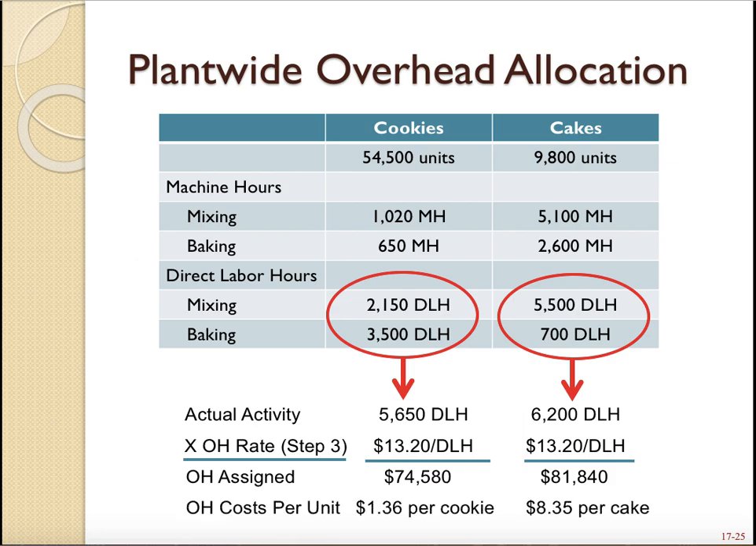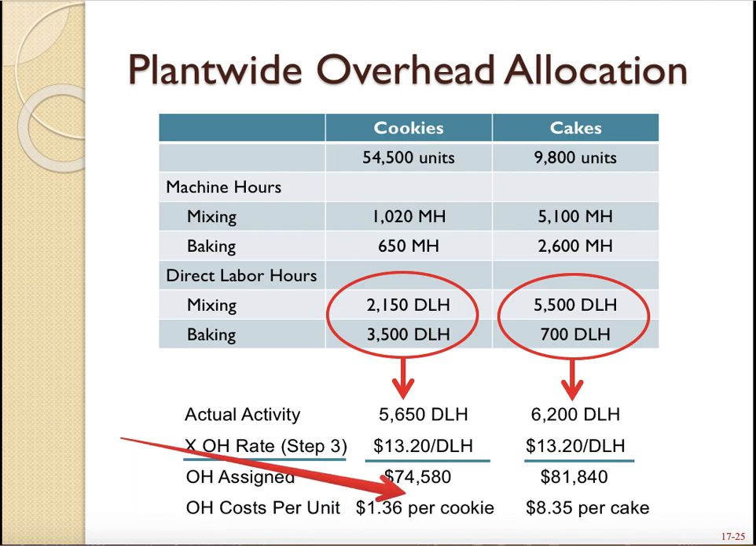Now, sometimes a problem will ask you to come up with the overhead costs per unit. Meaning, what were the costs for each cookie? What were the costs for each cake? So what you would do in order to do that is you would just take the total costs assigned divided by the number of cookies you made. And that comes out to $1.36 of overhead costs per cookie. That means each cookie uses $1.36 of rent, utilities, supervisor, etc.